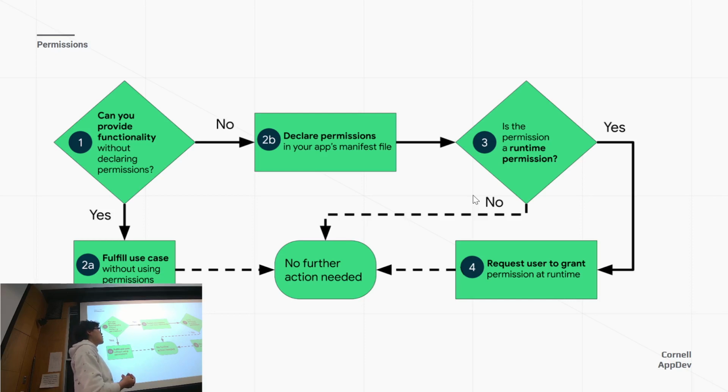And as a result, you'll ask, is the permission a runtime permission? A runtime permission is one of those dangerous permissions. If it is not, it doesn't matter. You can say no further action needed. If it is, you have to actually request those permissions at runtime.